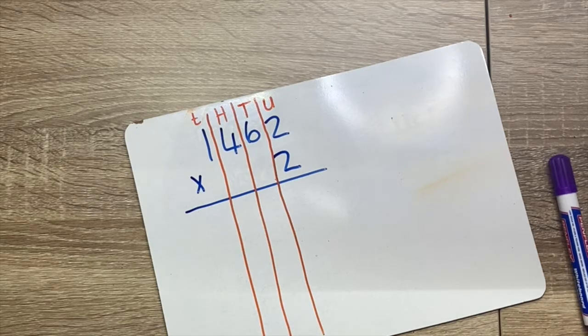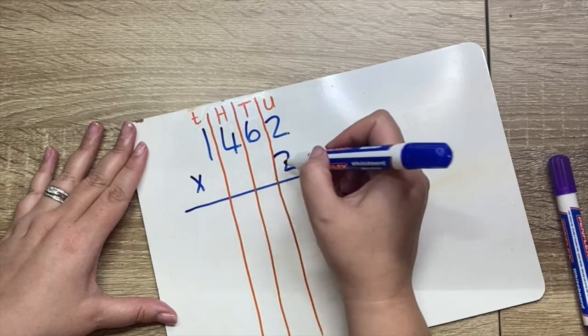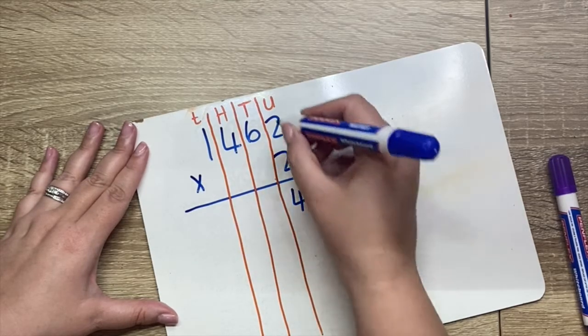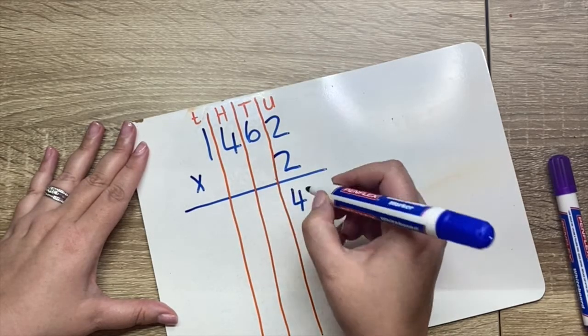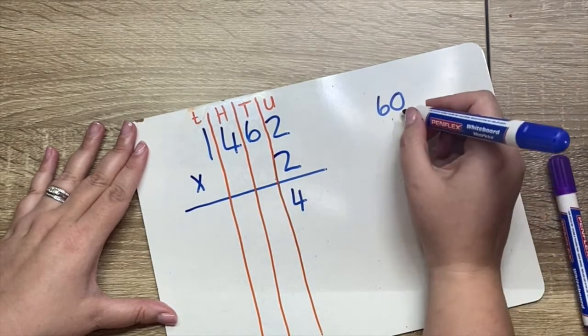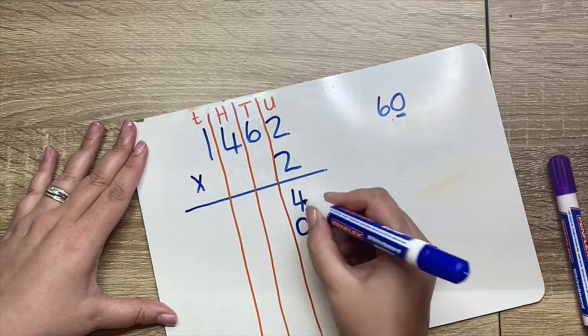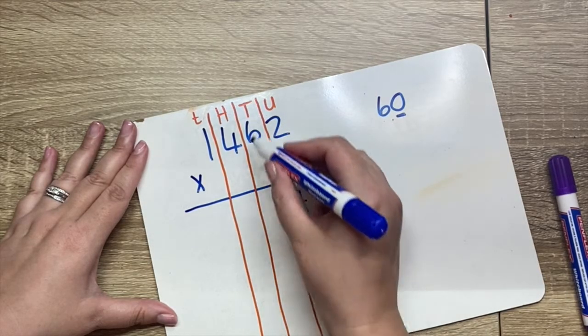Now, where do we always start? We start at the units. Now we say 2 times 2 is 4. I write it under the unit. Now, what is that? That is a 60, and it has a 0. So I have to write the 0 here already, because my answer has to be in the 10 column.